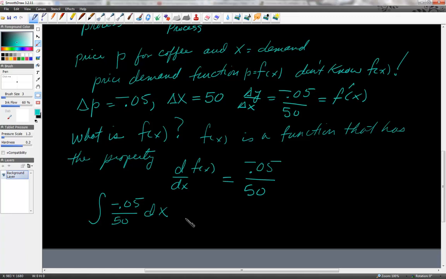So we will have a process for finding out what that integral is. And before I show you the process, I will tell you right now that this will turn out to be negative 0.05 over 50 x plus a constant. And in fact, the indefinite integral is a whole family of functions, and it's this constant on the end that lets us pick a particular member of that family to solve a particular application problem.